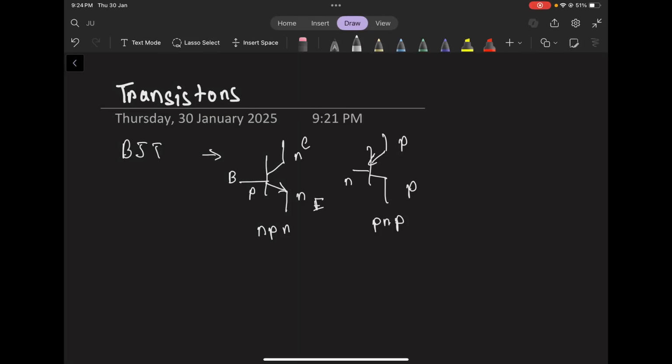So welcome to this revision of transistors. The first major transistor that we learn are BJTs. They are of two types, NPN and PNP.